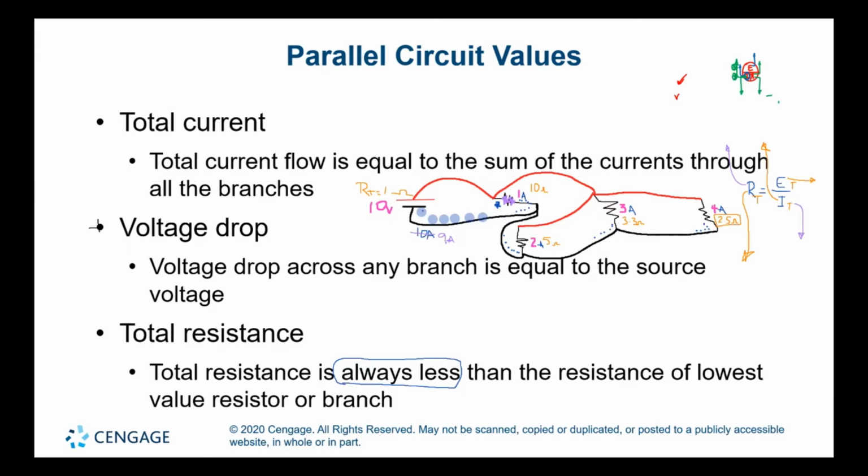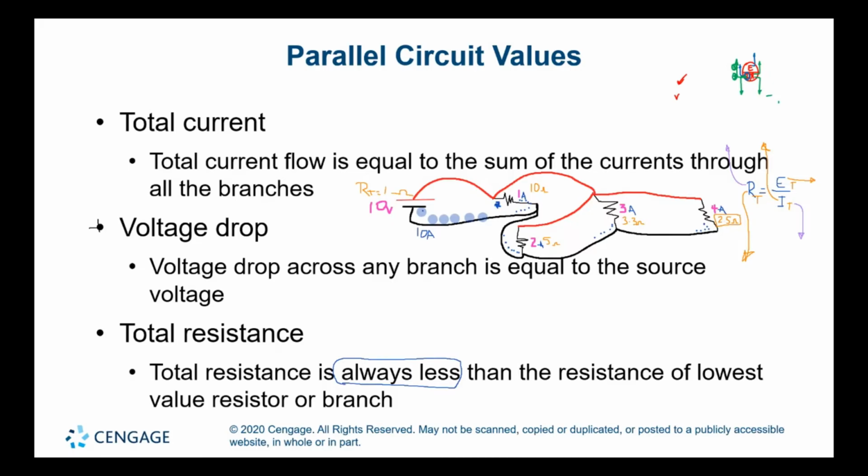However, when I reconnect this one, which is R1, my current goes back to 10 amps. Why does my current go up? Because my total resistance went down. So every time we open a new branch, every time we open a new path for the flow of current, the total resistance in the circuit will take a dive, will go down. So that is important to keep in mind.